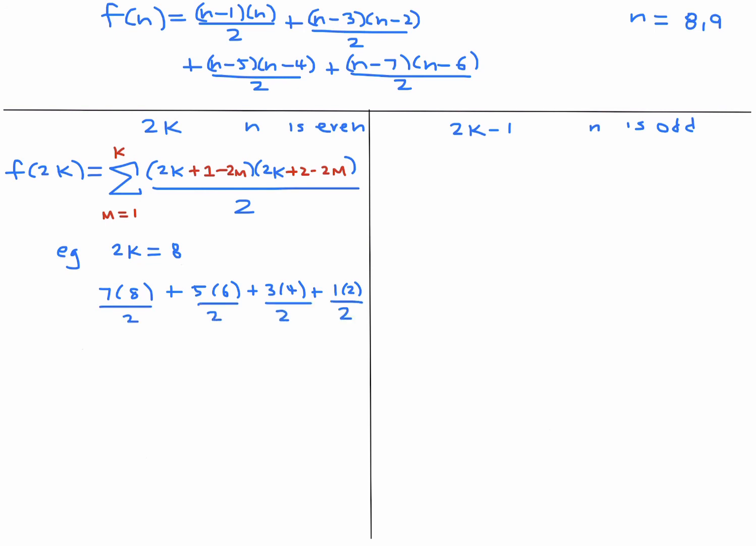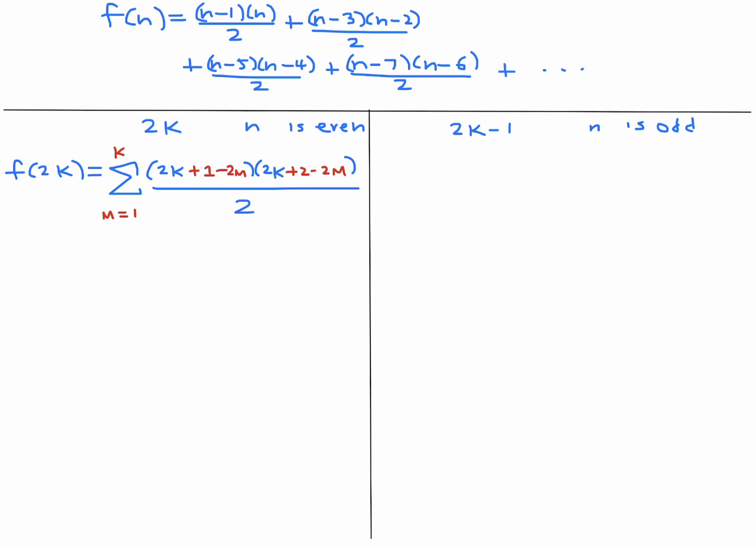And this is what we get when we plug in 8 into this equation that I had figured out earlier. Now we want to see what we get for this equation using our same value of 8 for 2k, and therefore k is going to be equal to 4. So when m is 1, you get 7 times 8 over 2. When m is 2, remember we're going from 1 to k, so we're going from 1 to 4. It's going to be 5 times 6 over 2. I'm just substituting into this formula right here. When m is 3, it is going to be 3 times 4 all over 2. And then when m is 4, 2k is 8 throughout. It's 1 times 2 over 2. So as you can see, both systems produce the same result.